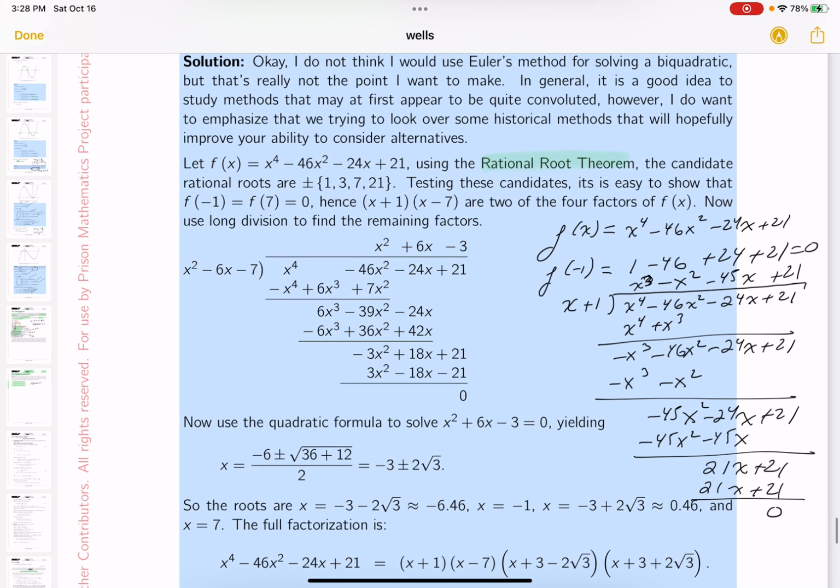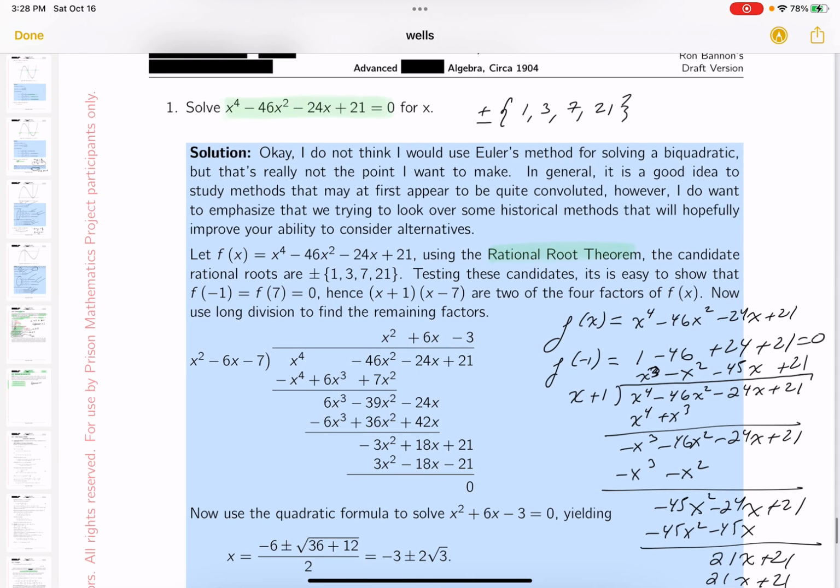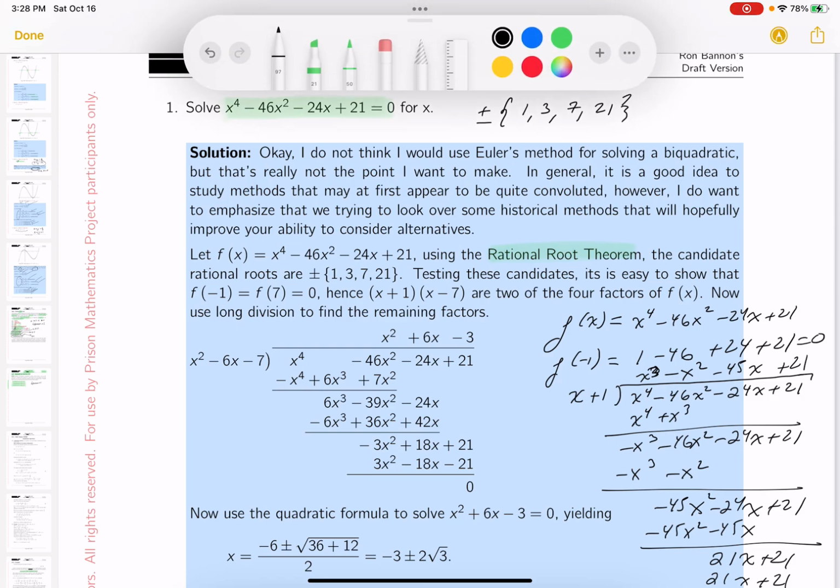So now, and again, I know it looks different than the work on the piece of paper up here, so let me just go up here. I got a partial factorization of it. Let me just get my eraser out. I'm going to write this down for you. So x^4 minus 46x squared minus 24x plus 21. I've determined that x plus 1 is a factor, and I've determined that x cubed minus x squared minus 45x plus 21 is also a factor.